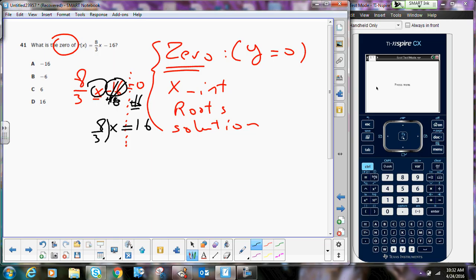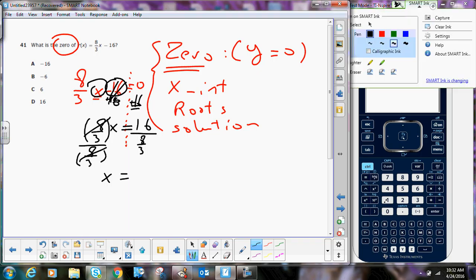Now, I see I have 8 third in the front of the x, so we're going to divide both sides by 8 third. So the 8 third cancel out. So finally, x equal, just use the math, use a calculator, 16.